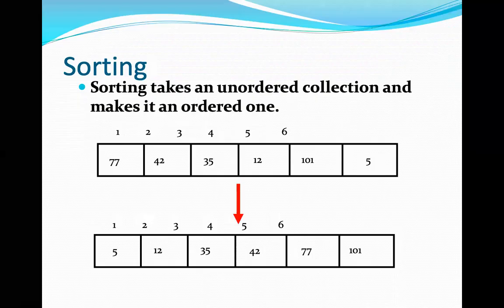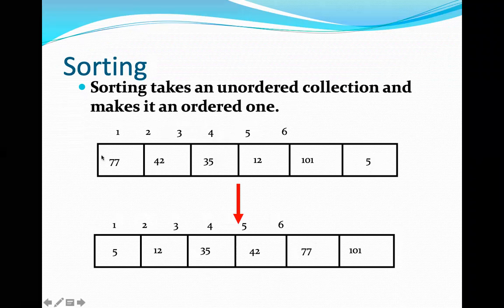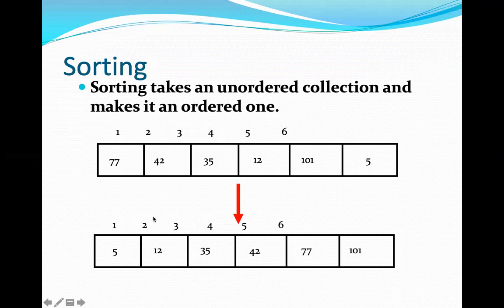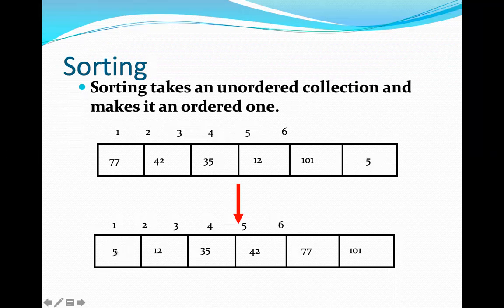See, sorting takes an unordered collection and makes it an ordered one. Suppose this is an unsorted list, and this will be the sorted one. Sorted means it maintains some order, here from lowest to highest, increasing order. So this is what is actually called sorting. Different techniques are available, as I already told. So let us see how bubble sort works.